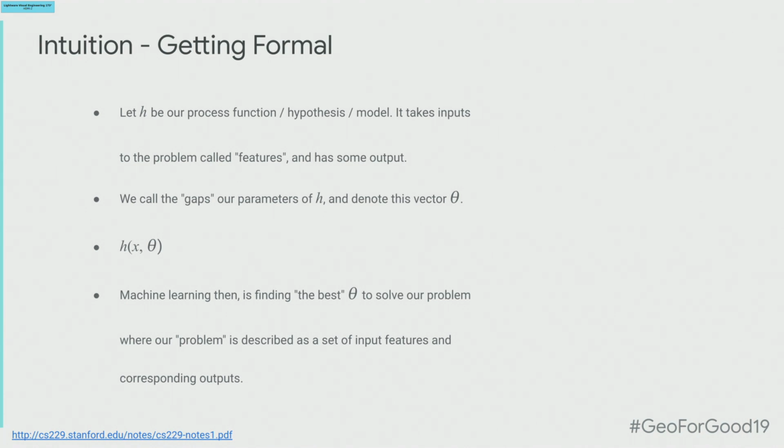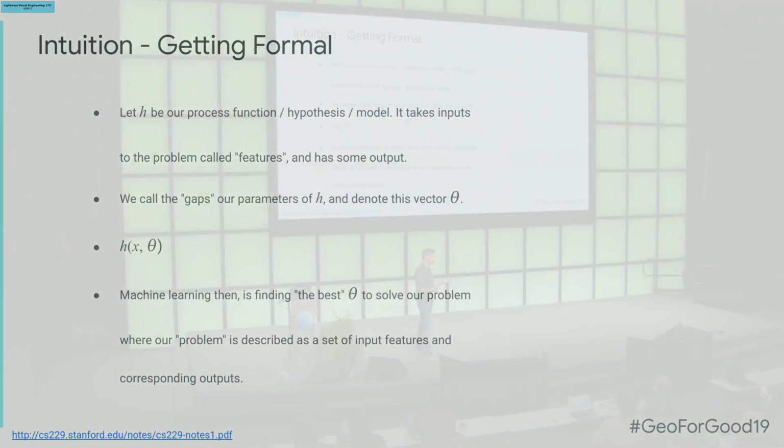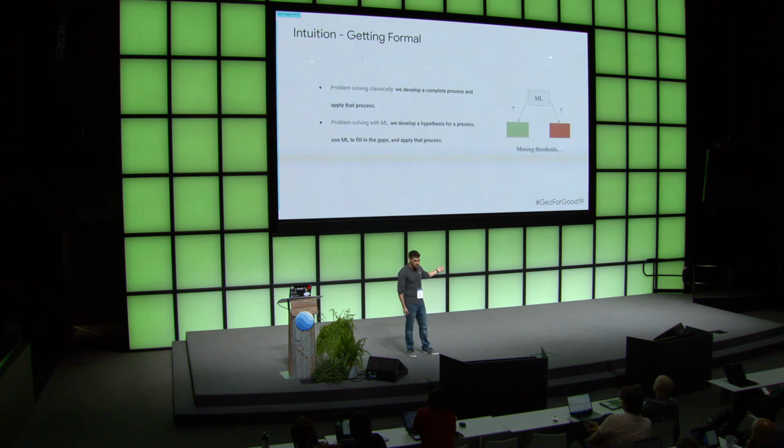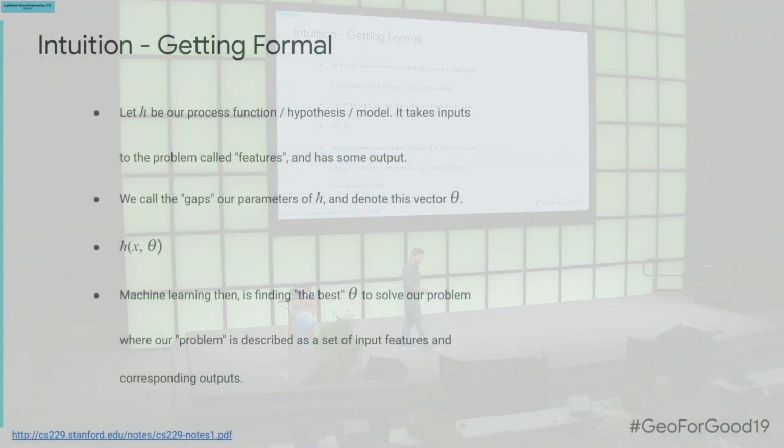These are the things that we know. Our problem is just a function. It has got parameters, and then it has some output. We refer to these inputs as features. And we refer to these gaps, these things we don't know, these question marks, as the parameters of the function.